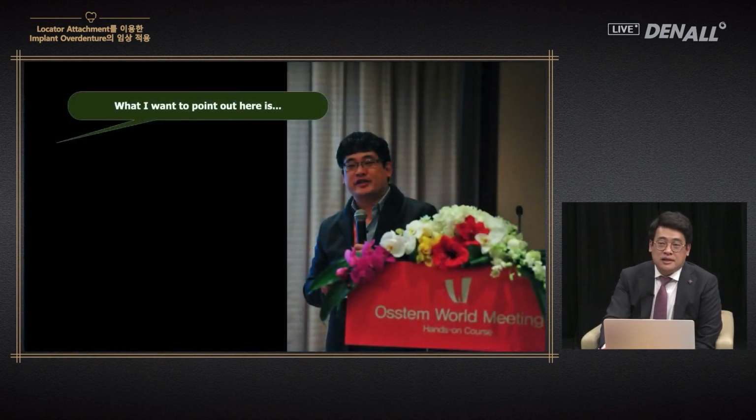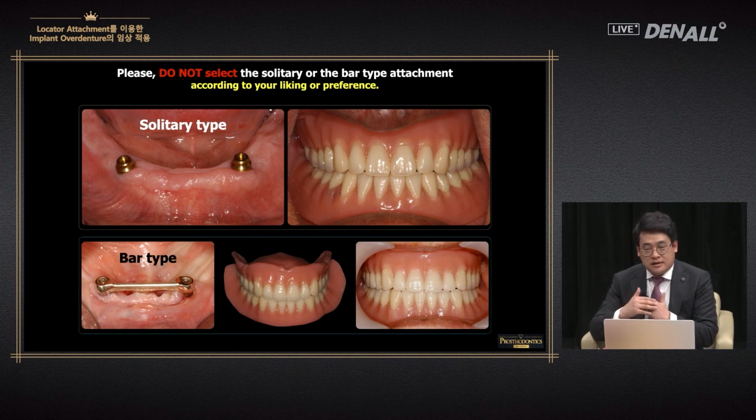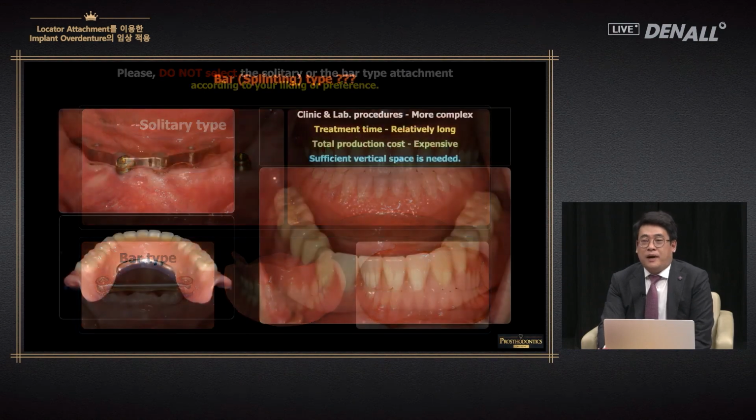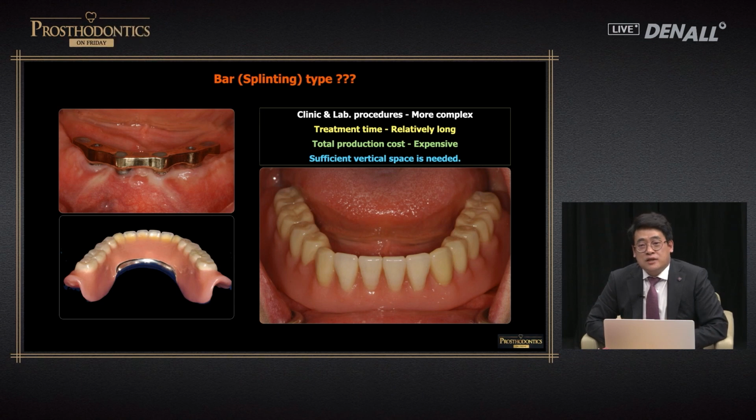What I want to mention is that when you choose these attachments, I think you should not choose attachment based on your preference or someone's recommendation. You need to choose attachments following different factors, and that is the best. Most clinicians don't like this kind of bar type because, first, it is very difficult in terms of clinical and lab process, and treatment period is long, and there's a lot of fabrication cost.